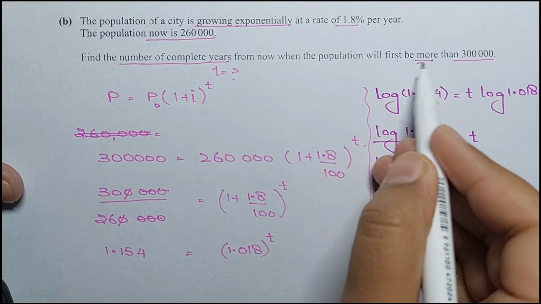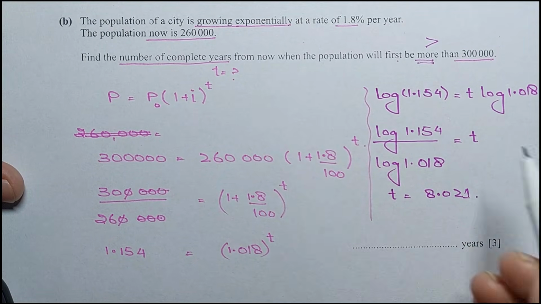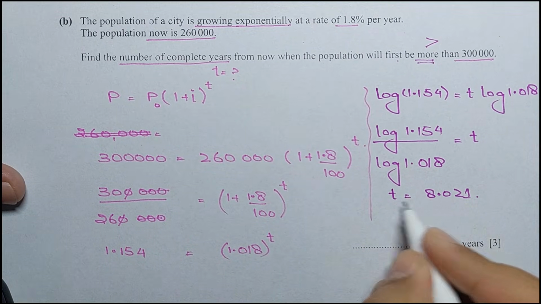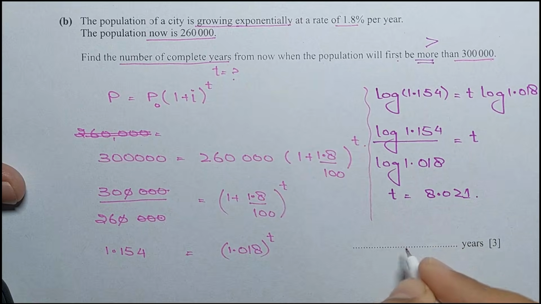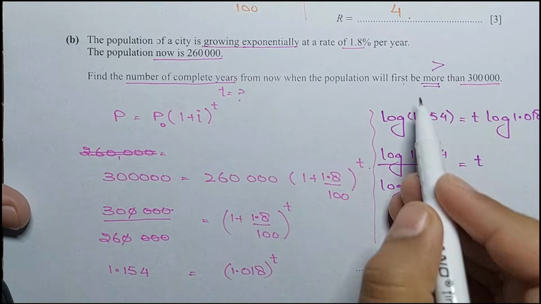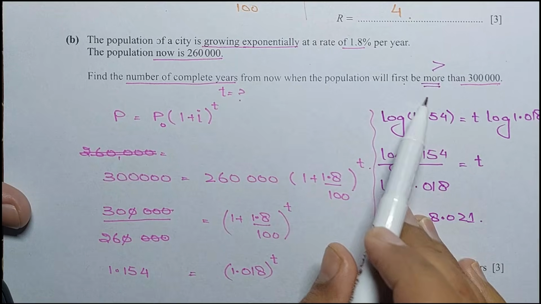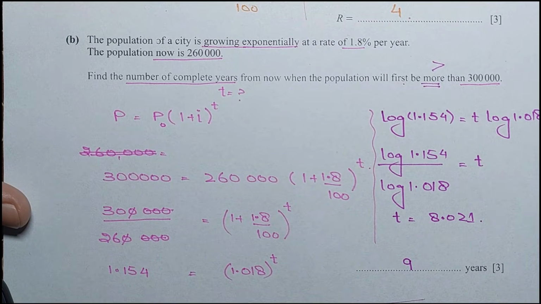Now the question is, find the number of complete years from now when the population will first be greater than 300,000. When the population is more than 300,000, the number is 8 point something, so we can fix this as 9 years. Because the question says more than. When it says exactly 300,000, then the number of complete years would be 8. But if it is more, then you have to pick the next integer.